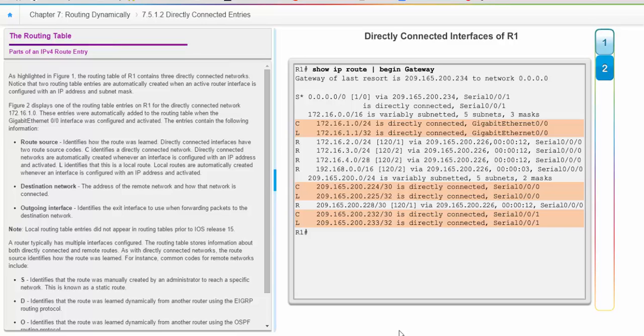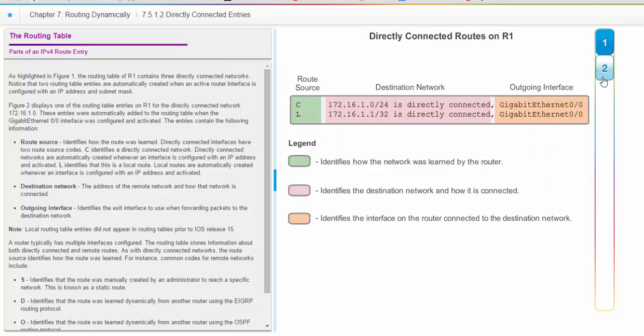Okay, so what we see here, you see the route source, the destination network, and the outgoing interface. The legend here for our route source identifies how the network was learned by the router. It identifies the destination network and how it's connected, and the outgoing interface identifies the interface on the router connected to the destination network. So this is information that we gather here from this location.